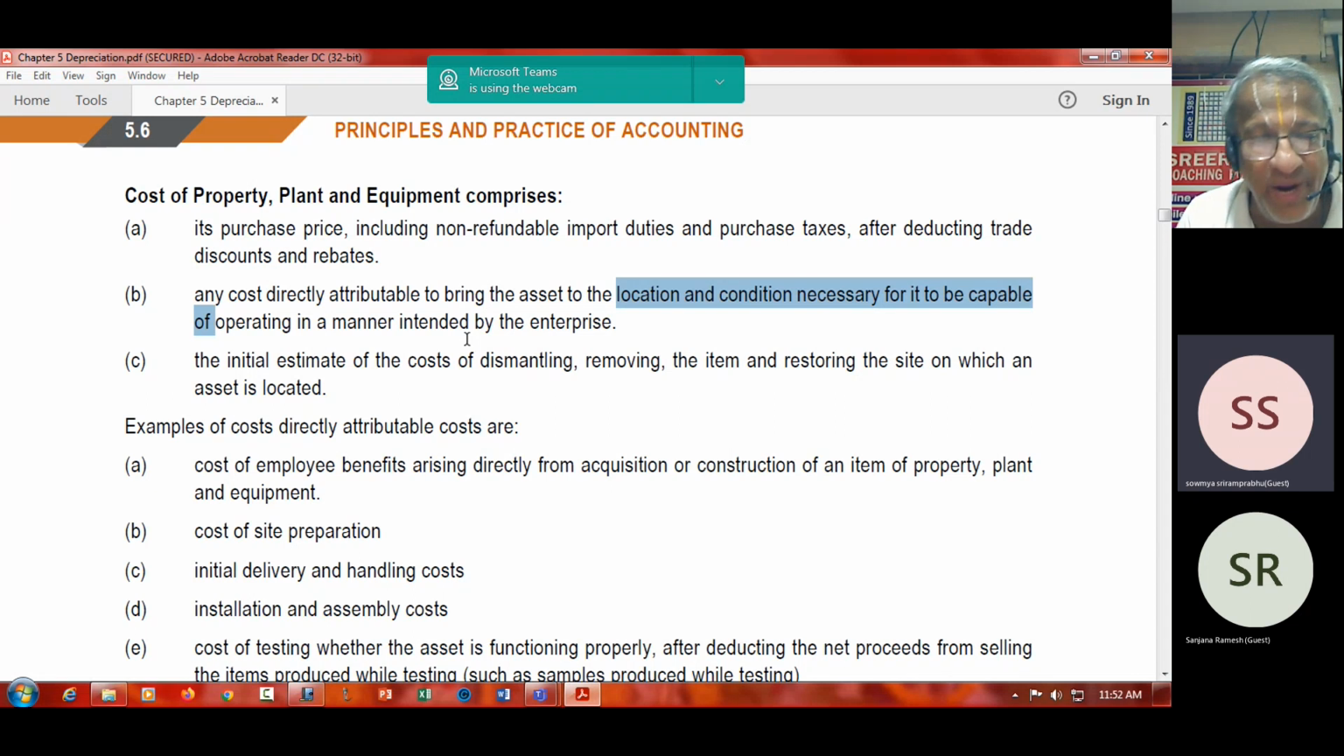What is the cost of dismantling, they said, no? Dismantling, removing the item, restoring the place where the asset is located. This is based on the initial estimate, the initial estimate of what is likely to come later.